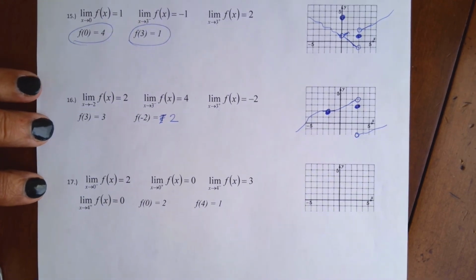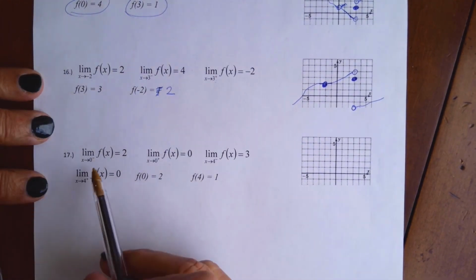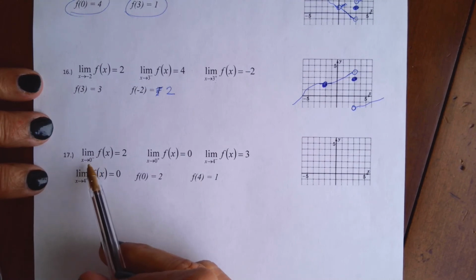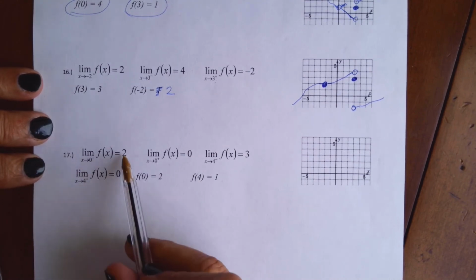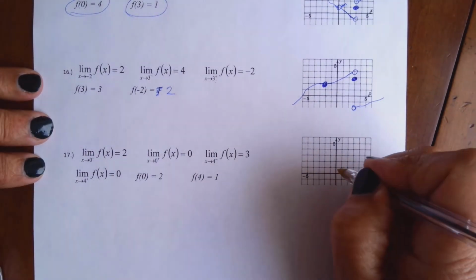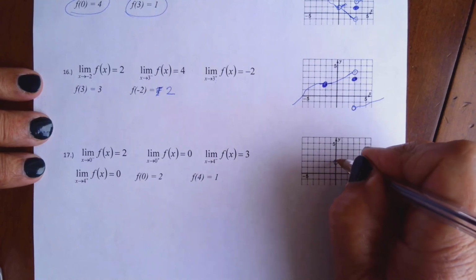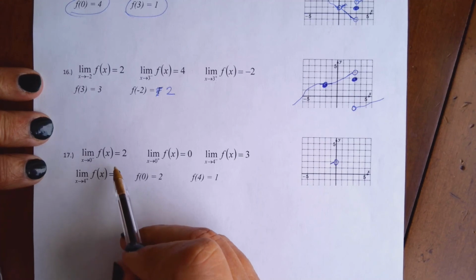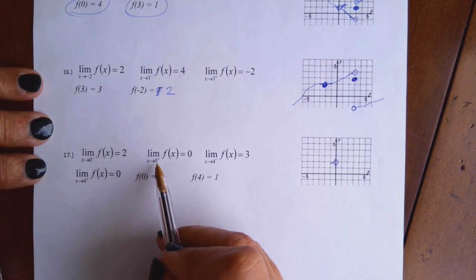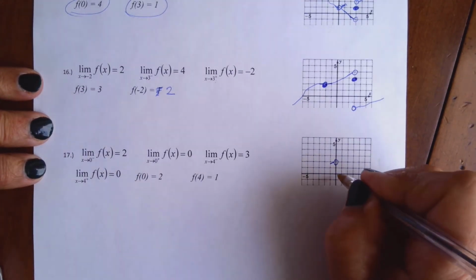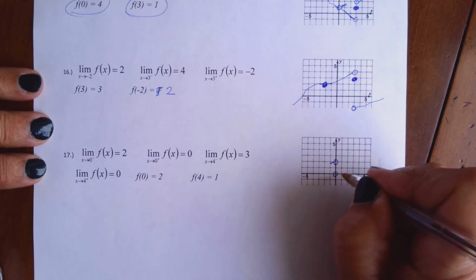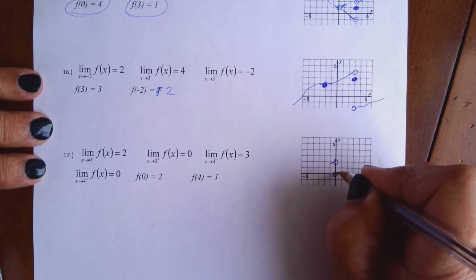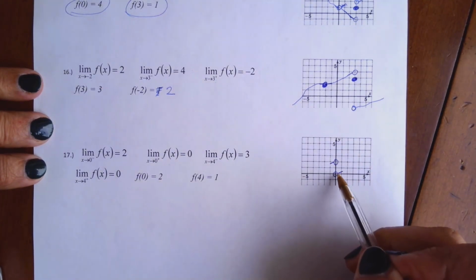All right, last one. The limit as x approaches 0 from the left is 2. So 0, 2, open circle. And from the left, I'm just going to do a little bit because I don't know what else is going on. 0 from the right approaches 0. So 0, 0 from the right. So just put a little tail there for a minute. So from the right side, I've got to be coming here.